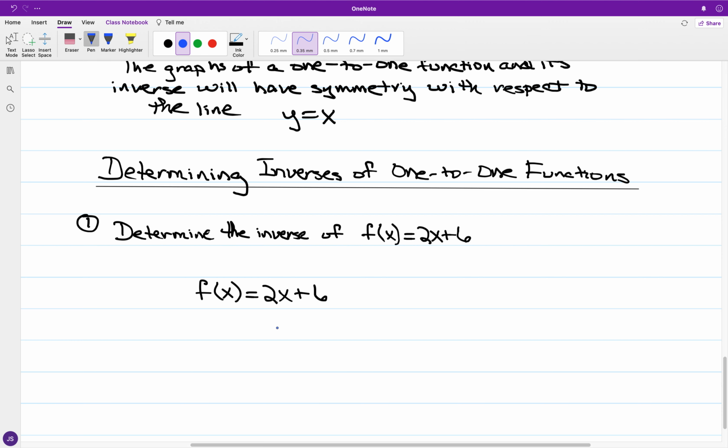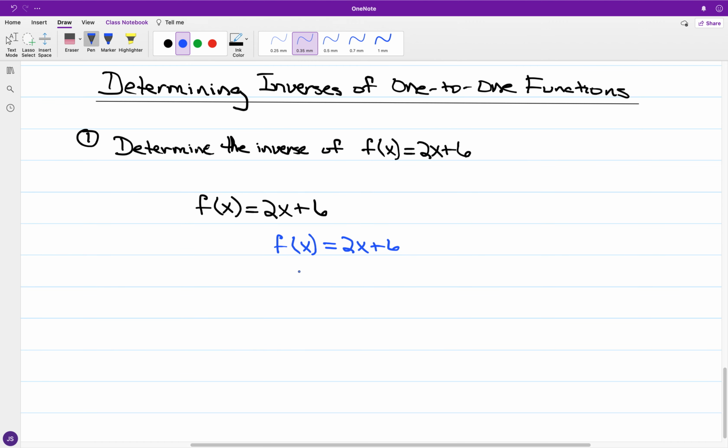So you have f of x is equal to 2x plus 6. And what I'm going to do here is I'm going to translate the f of x and rewrite this function as y is equal to 2x plus 6. Now crossing over to the inverse threshold, I'm going to interchange x and y. In other words, what was y becomes x and vice versa.